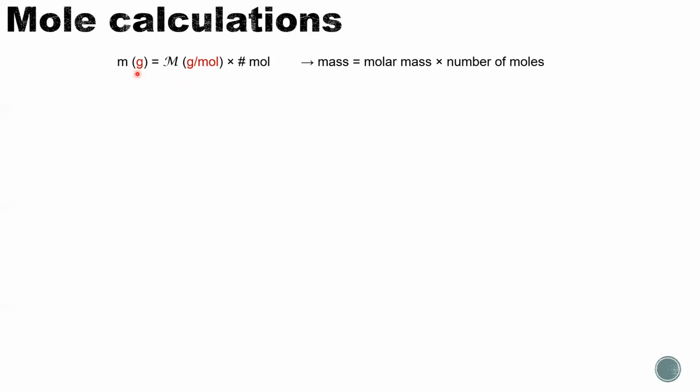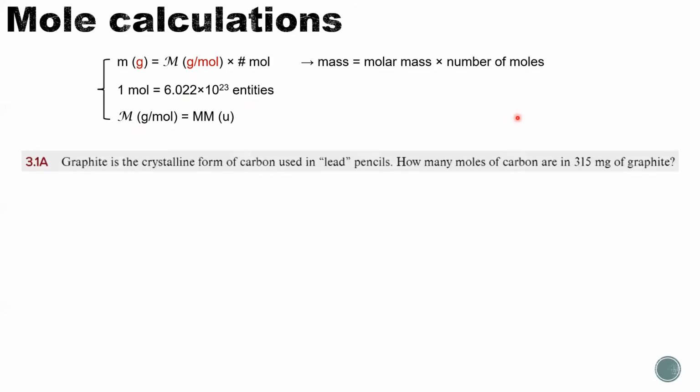Usually, we combine this equation with the previous two other equations we have. One is a unit conversion factor. The other is how to get the molar mass from the periodic table. So now let's take a look at a question. Graphite is a crystalline form of carbon used in lead pencils. How many moles of carbon are in 315 milligrams of graphite?